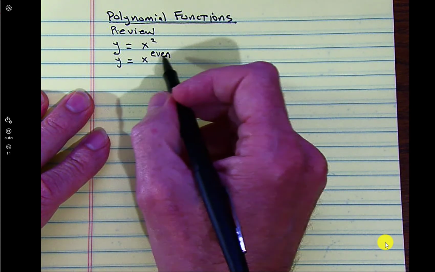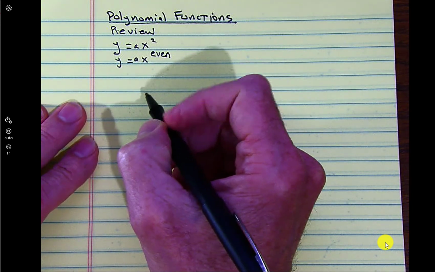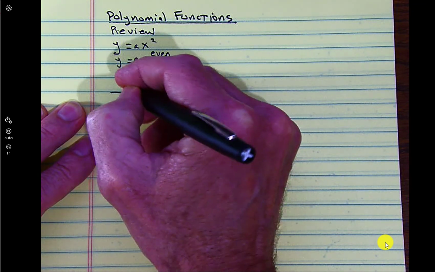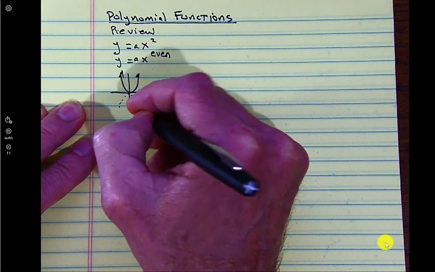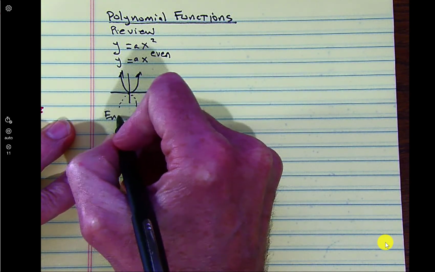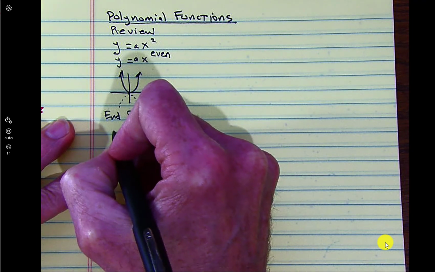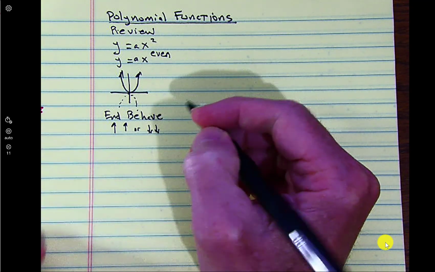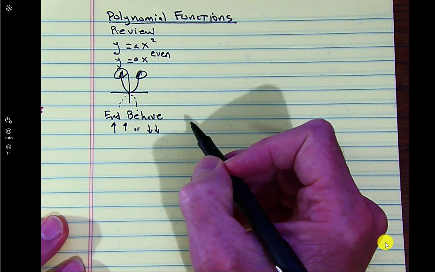Could be 4th power, 6th power, and in fact they also have coefficients that can stretch them. But in every case, depending on a, these power functions will go up or maybe down depending on a. So the important thing to notice here is the end behavior. The tails are both up or they're both down. And we're going to use that to help us graph. So in this case, both tails are going up.